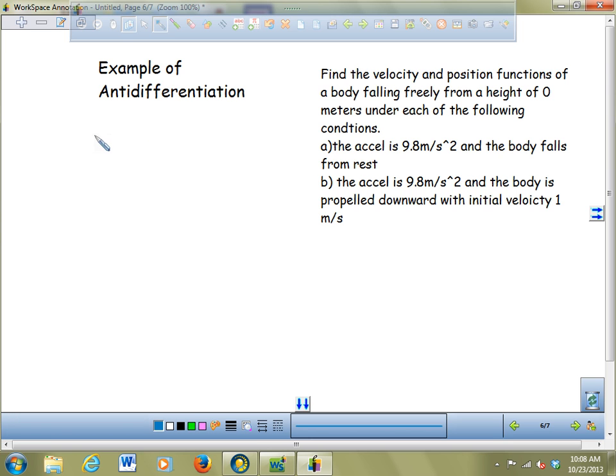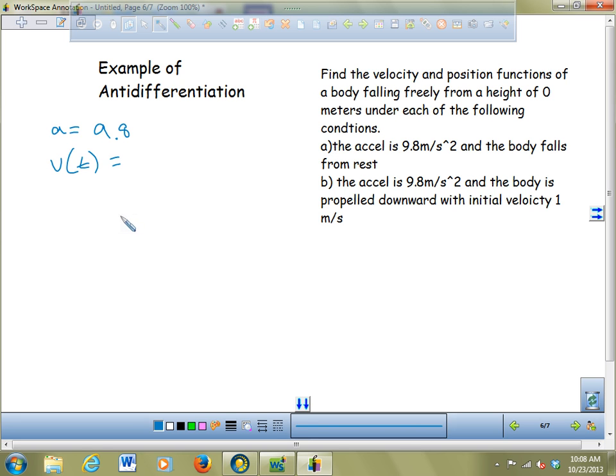So the first thing you know is that 9.8 meters per second squared is the acceleration. Can we stop all the chatter, please? I keep having to raise my voice to talk over you. How would I find the velocity with respect to time?